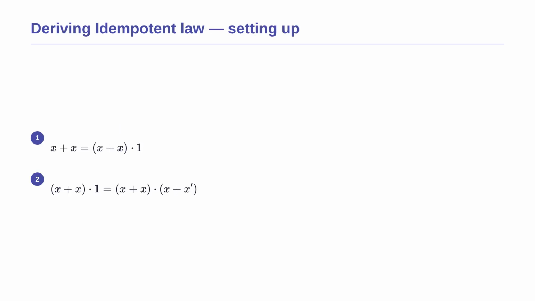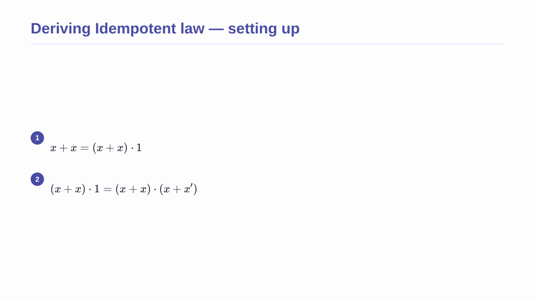Now that we have our fundamental axioms, let us use them to prove the idempotent law. In regular math, 5 plus 5 equals 10. But in Boolean algebra, we want to prove that x plus x simply equals x. This chunk of the proof sets up our initial expression.